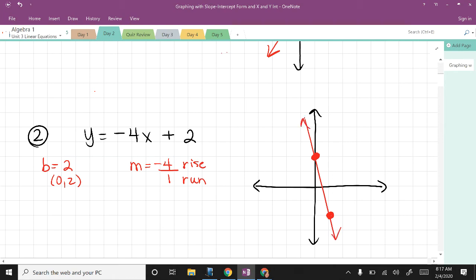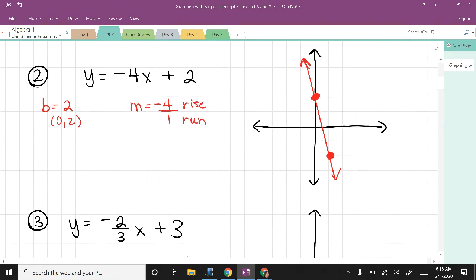My arrows look terrible. Make sure you put arrows on it. That's a pet peeve of mine. I do count off on quizzes if you don't put arrows on your line. It's technically wrong. Without arrows, it makes it a segment, not a line. Lines are continuous forever. All right, any questions about number 2? Anybody? Okay.